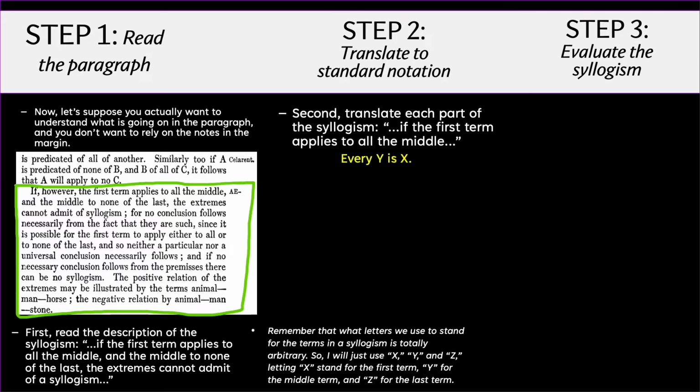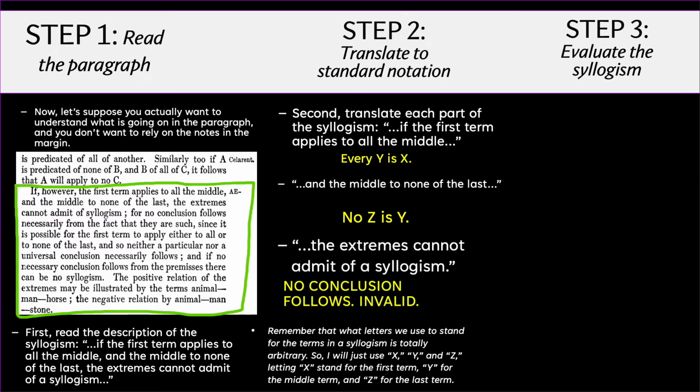So the standard notation version of if the first term applies to all the middle will be every y is x. Of course, all is the same thing as every, so I could also say all y is x, but I've chosen every y is x in order to be consistent with the diagram earlier, but all y is x means the same thing. Now the next part of the syllogism is and the middle to none of the last. So we want our middle term to apply to none of the last term. So we'll say no z is y.